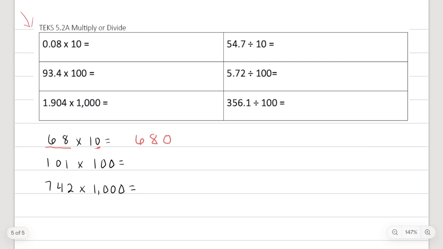If you multiply by 100, you just copy 101 and then you add the 2 zeros. 1, 2, 3, comma, 10,100. Okay, let's say by 1,000, you just copy your number, 742, and then you add your 3 zeros. 1, 2, 3. Okay, and so that's what they were doing in 4th grade.